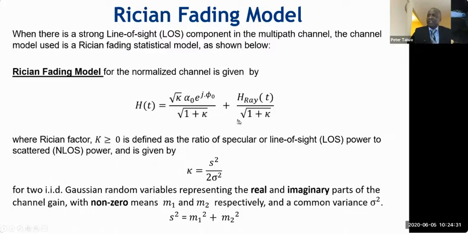Now for the Rician fading model, where we have a strong line of sight component, we see here that the Rician fading model has the Rayleigh distribution as its subset, and the other part of the model here belongs to that of the line of sight. And the relationship between the two of them is defined by the ratio of the specular power of the line of sight to the non-line of sight, which is the Rician factor or the K factor. This is computed by using the square of the mean of both the real and the imaginary parts of the channel gain over twice the common variance.